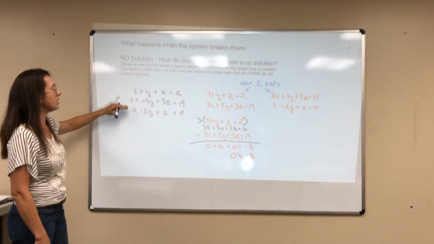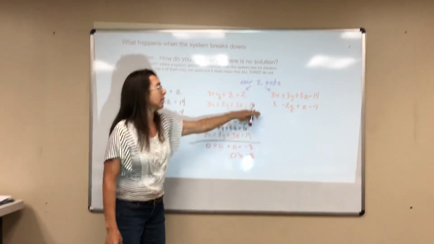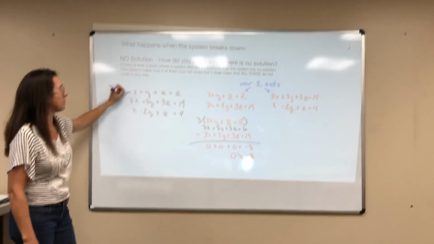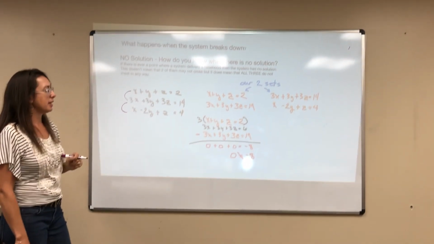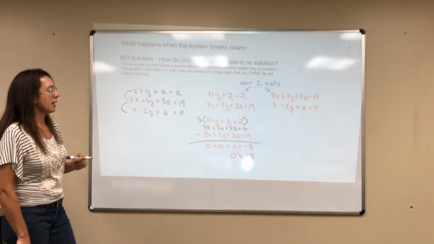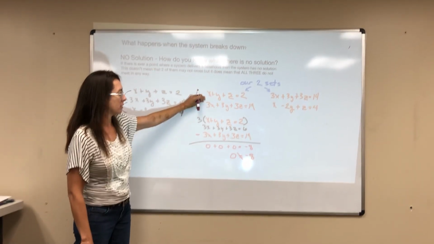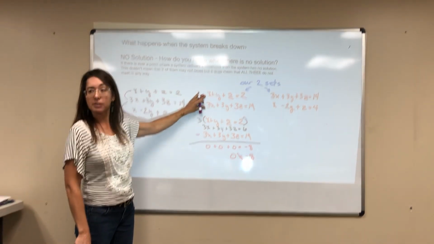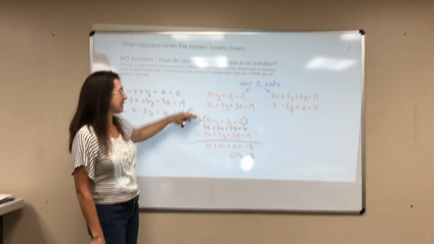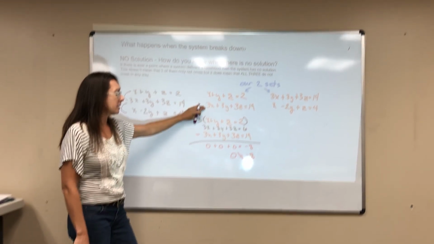So here's an example. When we are working with our systems and we start pairing them, here we do our first pair. My first set is paired up. My second pair is paired up. All right? So when I work my first pair and I'm solving by elimination to get rid of one variable, in this case I'm choosing to get rid of the x.